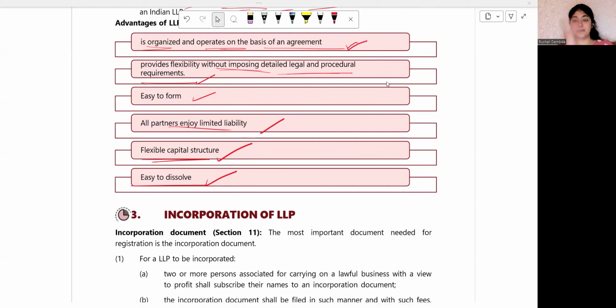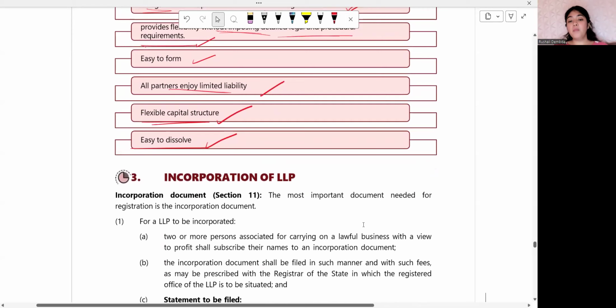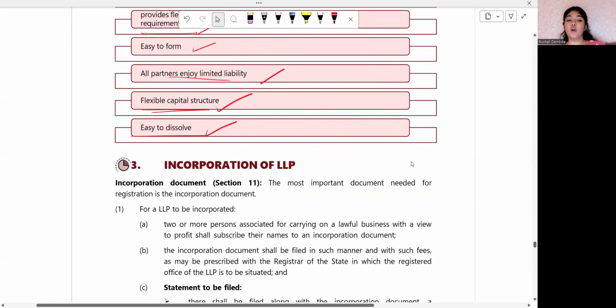Now it is. Yeah. Now we learned what the advantages of LLP are. Let's see incorporation of LLP. The most important document needed for incorporation, for the registration, is the incorporation document. You need to make an incorporation document of LLP.